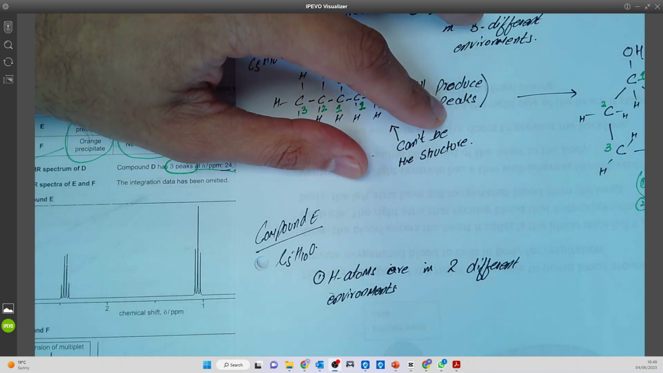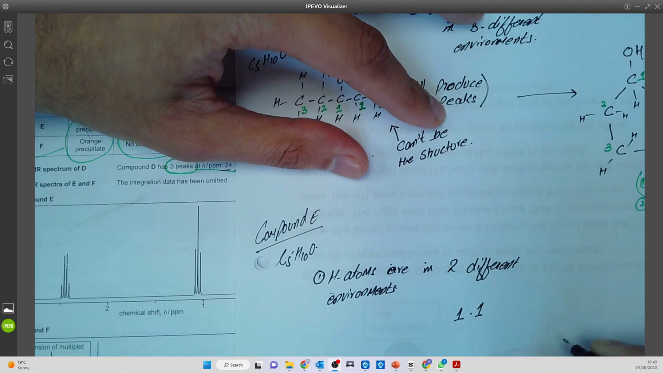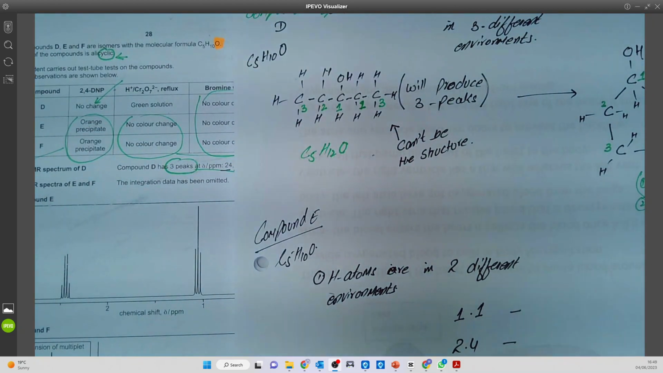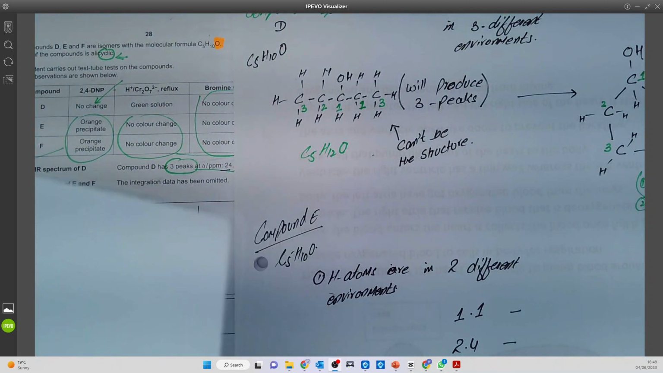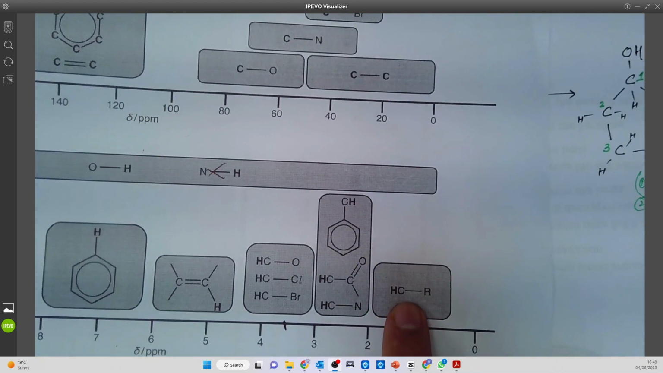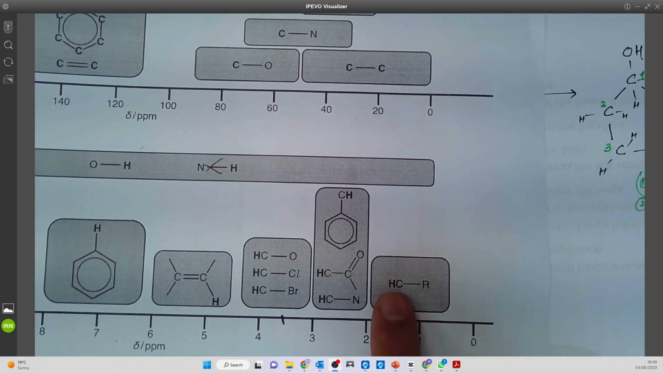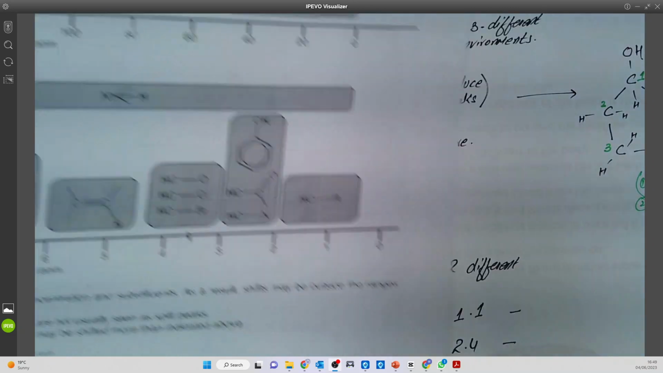Then I can see there are 2 peaks. One peak is at 1.1, let's say 1, and the other peak is at 2.4. I'll go back and have a look at my data booklet. I can see at 1.1, what do I have? This is due to R dash CH. This is due to hydrogen bonded to carbon atoms.